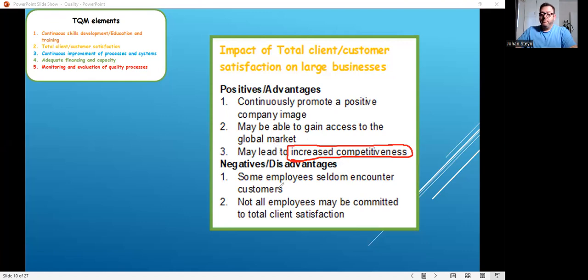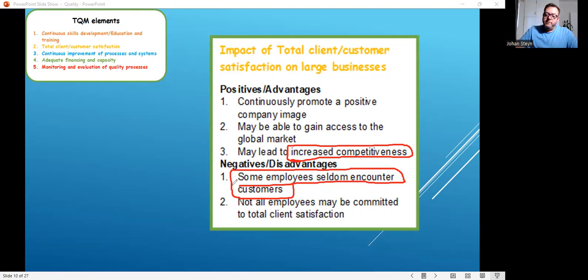The problem is some employees are never satisfied. That sentence doesn't make sense, but that's what it's supposed to say. Some employees seldomly, no, man, I'm talking nonsense, I'm confusing myself. So some employees seldomly encounter customers. So that means in a large business, I'm talking about a Checkers or something like this now, large business.